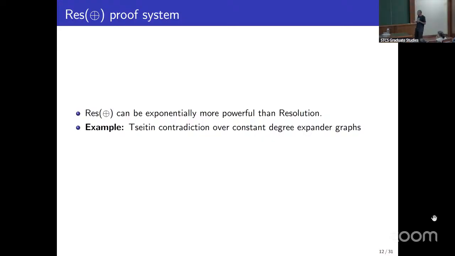One example is the Tseitin contradiction over expander graphs. I'll come to this CNF later. So here, ResLin always has a constant, as in small, refutation. But if the graph has some nice properties, no small resolution proof exists.